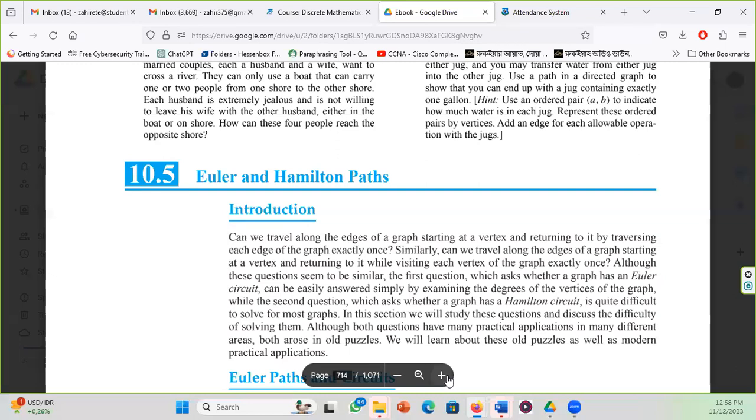So are you familiar with the pattern name? Pattern lock of your phone. Yes. Okay. So this pattern lock is basically developed based on this Euler path or Hamiltonian path. Got my point?